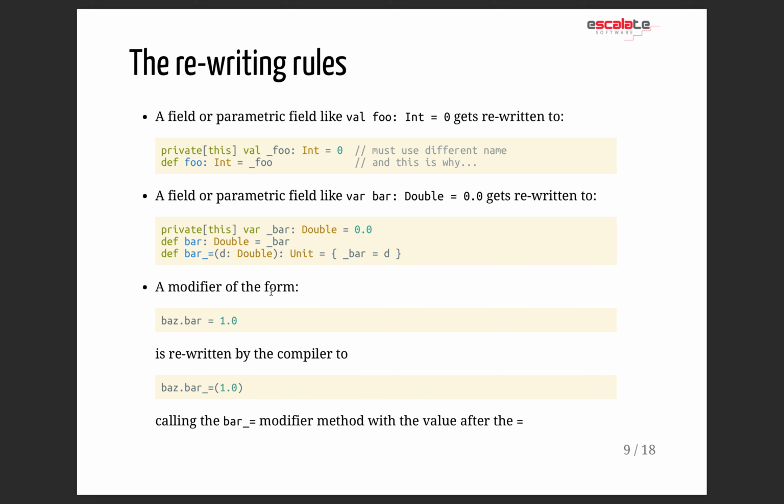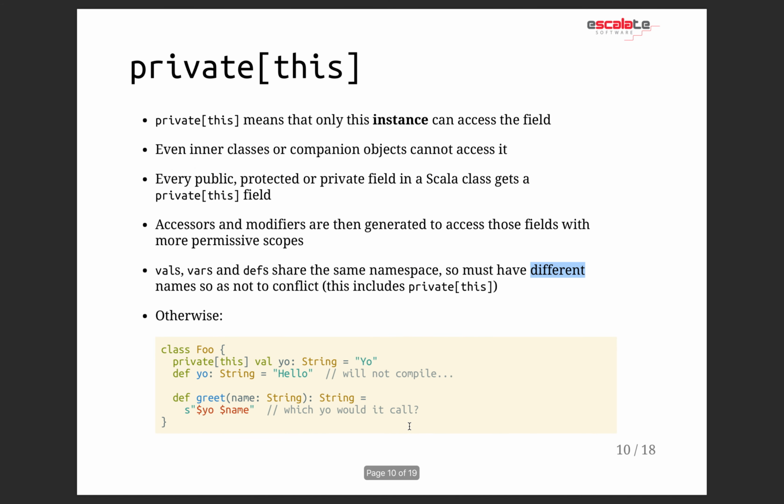For a modifier of the form bus.bar = 1, Scala will rewrite it as bus.bar_=(1), calling bar_= as a modifier method which assigns the value. Private this means that only the instance can access the field; even an inner class or companion object cannot access it.